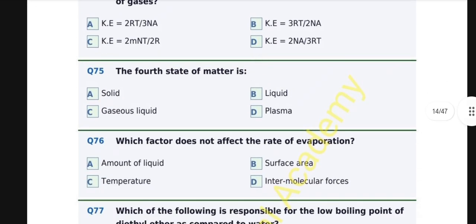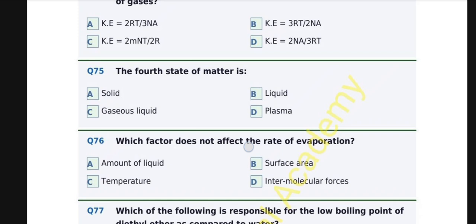Question number 75. The fourth state of matter is A. Solid, B. Liquid, C. Gaseous liquid, D. Plasma. So the correct option is D. Plasma. The four states of matter are solid, liquid, gas, and plasma. Plasma is the fourth state, consisting of ionized gas with free electrons and ions.